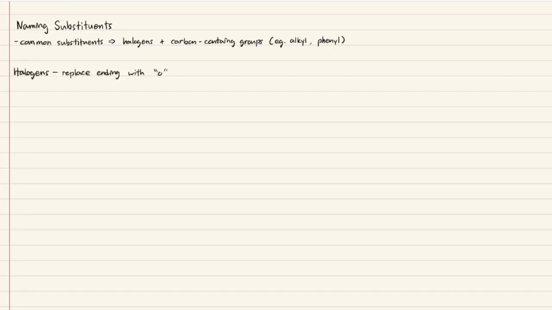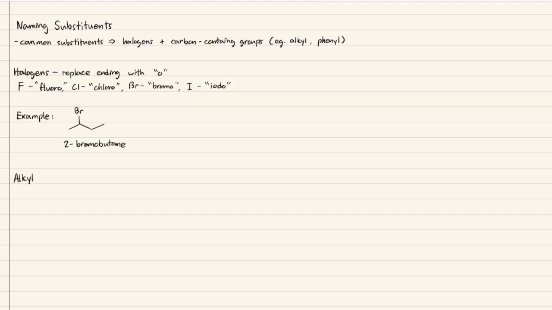Let's move on to naming substituents. Some common substituents we often encounter are halogens and carbon-containing groups, such as alkyl chains or phenyl rings. When naming halogen substituents such as F, Cl, Br, and I, we replace the ending of the halogen name with o. F becomes fluoro, Cl becomes chloro, Br becomes bromo, and I becomes iodo. For example, 2-bromobutane. For alkyl substituents, simple carbon branches obey the same naming rules as parent chains.